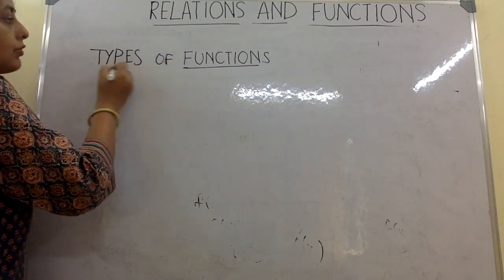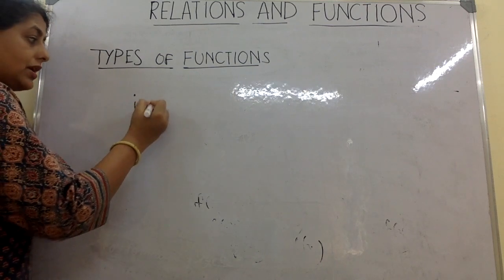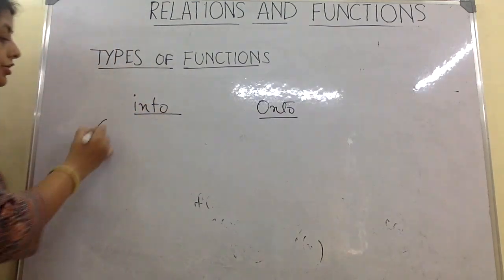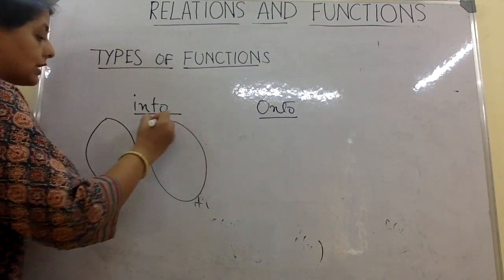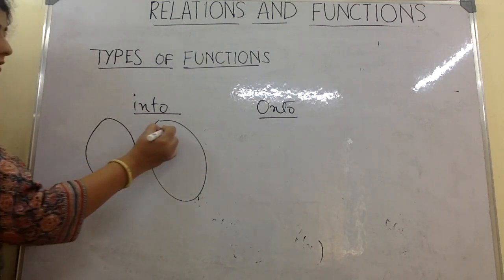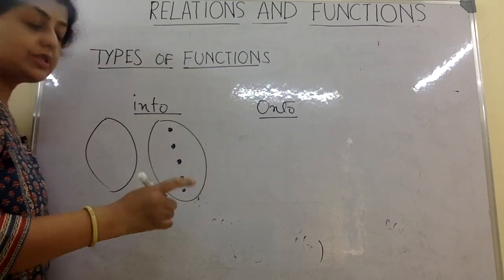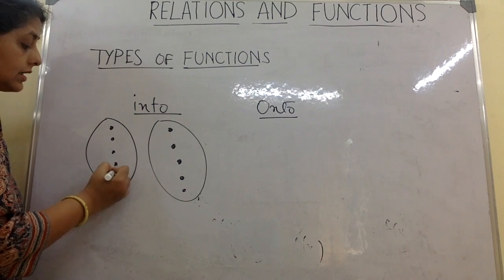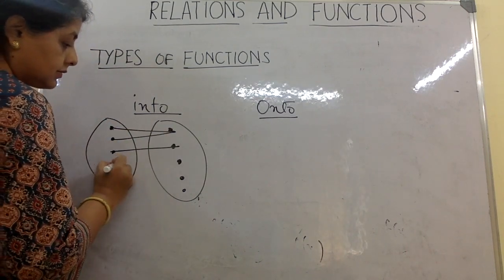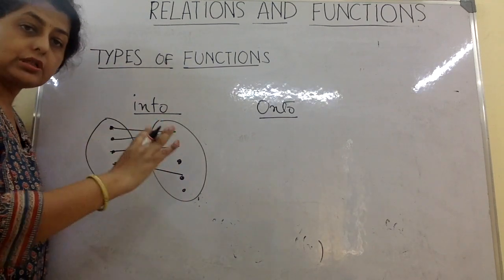Now quickly I want to talk about types of functions. You must have heard about into function and onto function. Now what is an into function and onto function? Very simply I want to tell this. In an into function, the codomain is not completely used up, so the range and codomain are not the same.